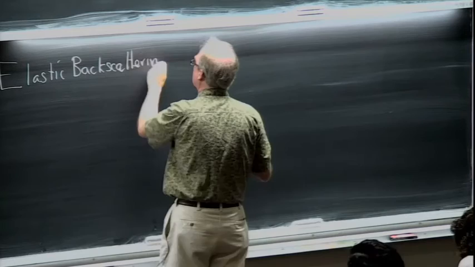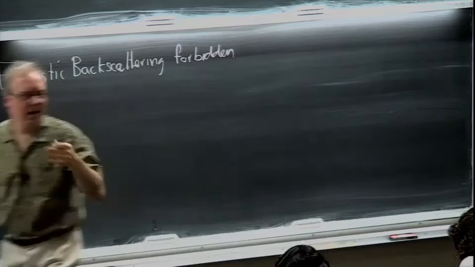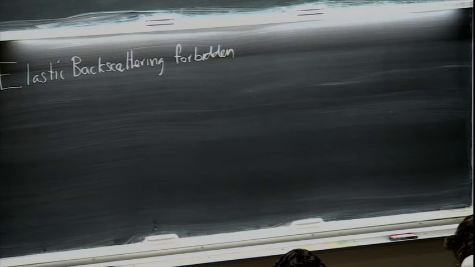Is forbidden. Okay, and basically, I'm not going to give you the proof of that, but the way you know this is the states that you're scattering between. You have these two states that you're scattering. You're scattering from here to here. They're at the same energy. Those two states are Kramers partners.